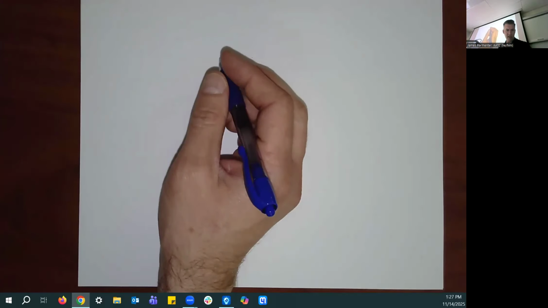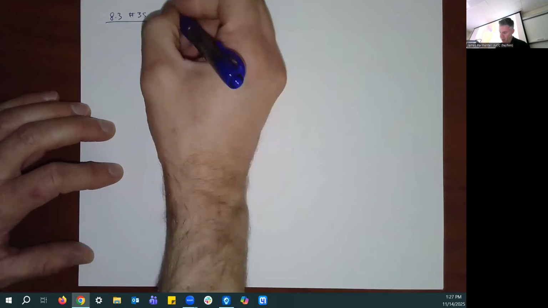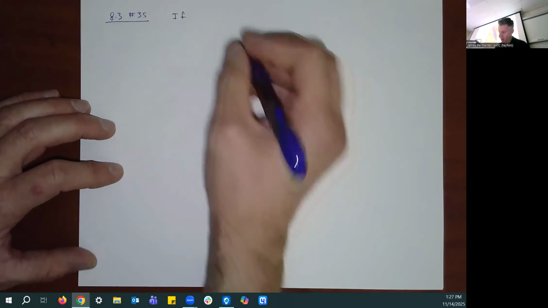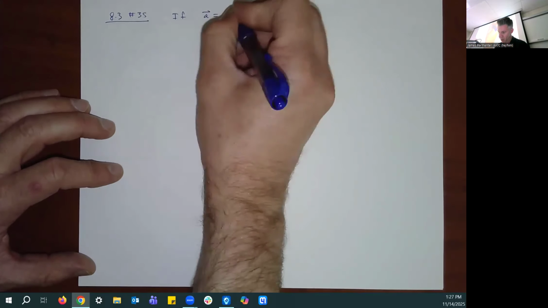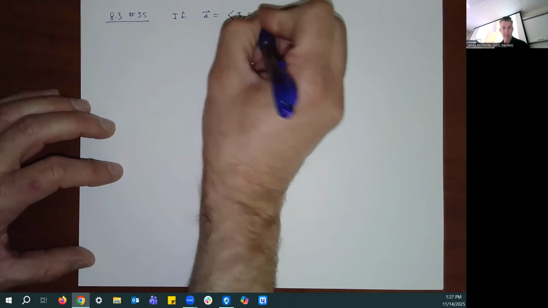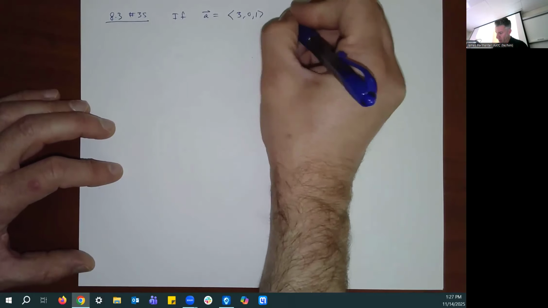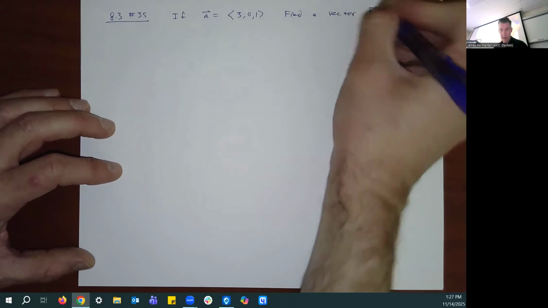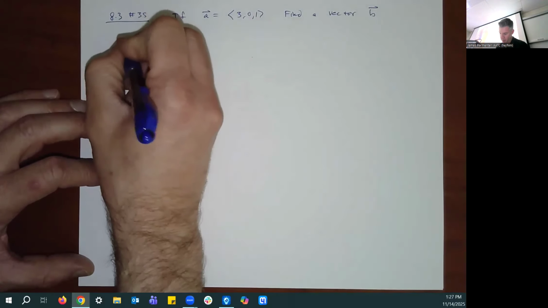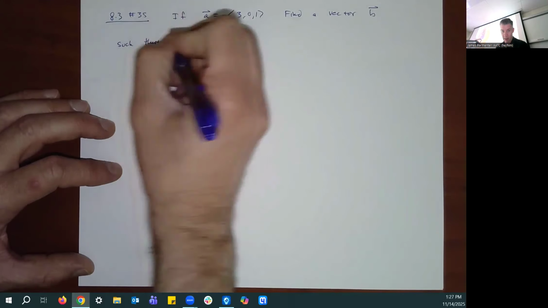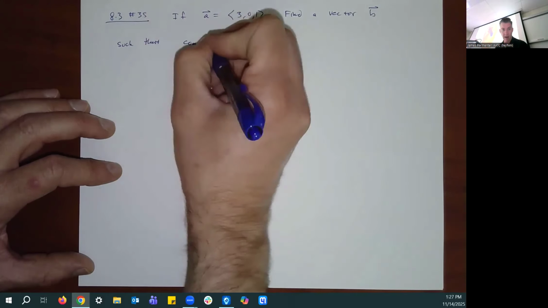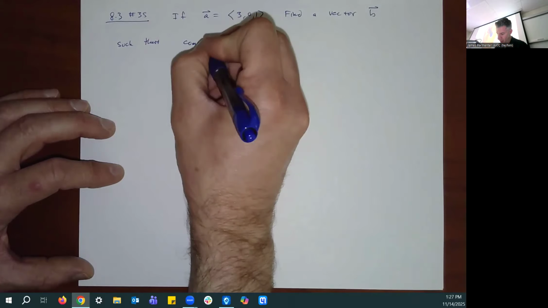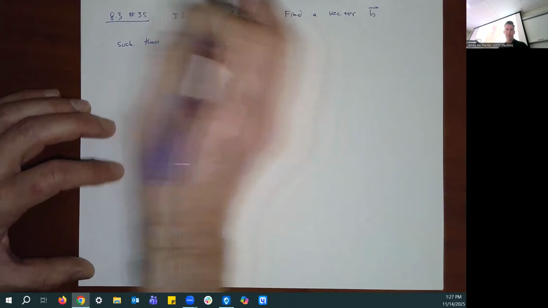So there is a question in the textbook. I think it's 8.3, number 35. That's a little bit weird. So here's what we've got. If the vector a is equal to (3, 0, 1), we want to find a vector b such that the component of b onto a is equal to 2.